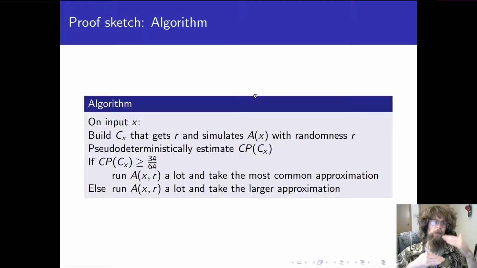So here's that idea written out as an algorithm. You build the circuit that simulates A of X, you estimate the collision probability of C of X, and the threshold we pick is 34 over 64. There's a lot of flexibility, though. You can play around with the constants quite a bit. And here's our strategy 1, strategy 2.